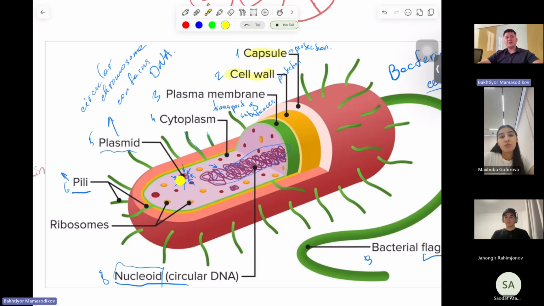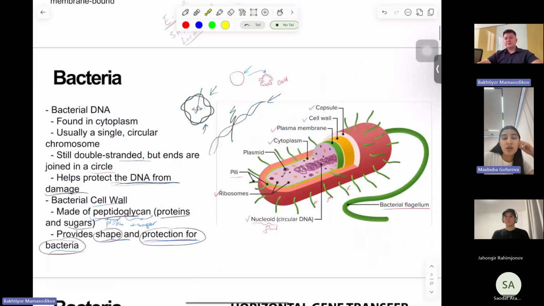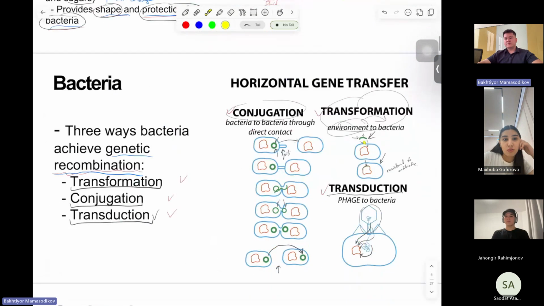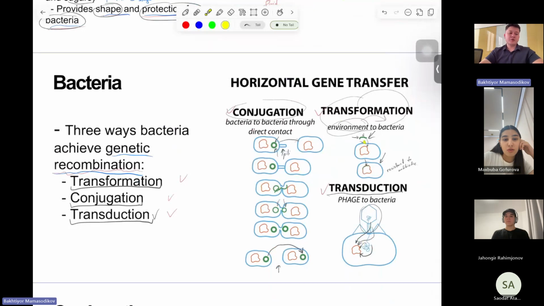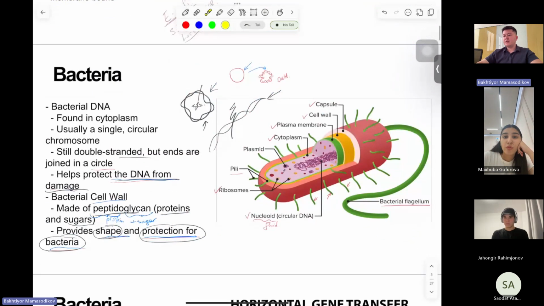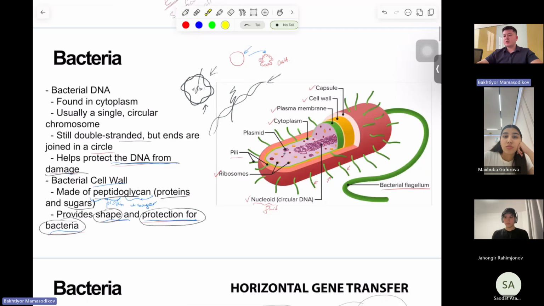What do ribosomes do inside the bacterial cell, Mahbuba? Ribosomes. Yes, what are those ribosomes going to do inside the bacteria? They use it for proteins. To synthesize the proteins. They're used to synthesize the proteins, right? That's good. Any questions? No questions. We have talked about it as well, right? Bacterial DNA, circular chromosome, we talked about it.